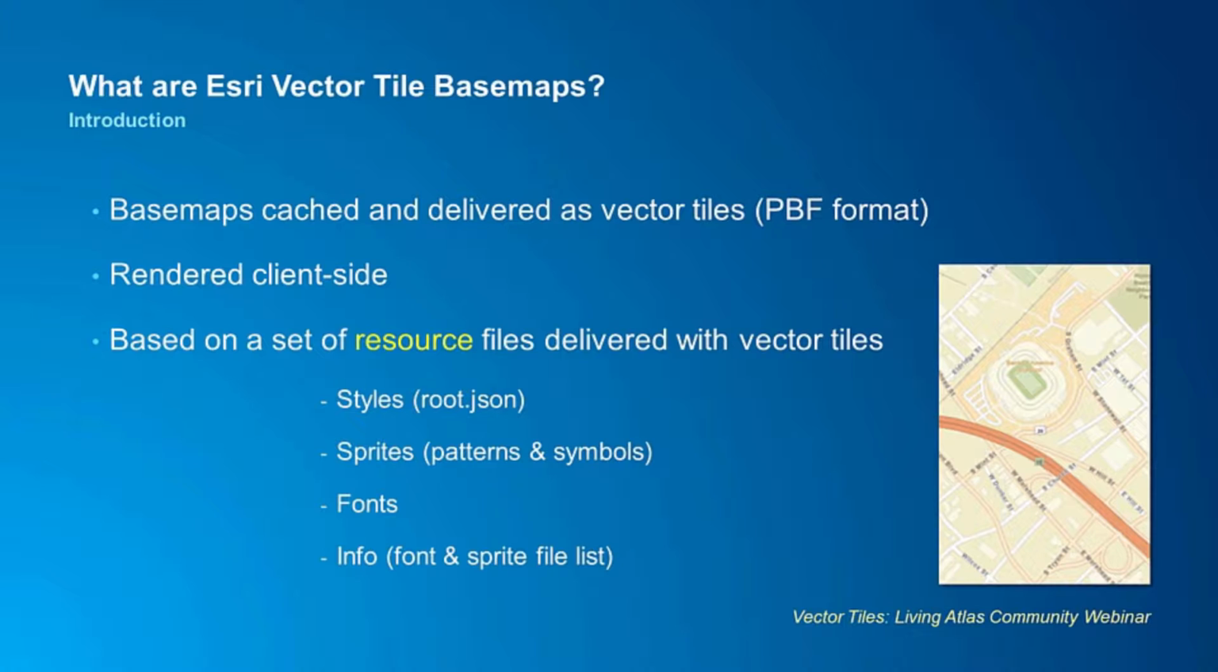They're rendered client-side, and they're based on a set of resource files that are delivered with the vector tiles. We're using the Mapbox code base with our own custom development. And those resources include styles, a root.json file, sprites, which are patterns and symbols and road shields, fonts, and an info file, which is really the controls of the fonts and the sprites that are being used.